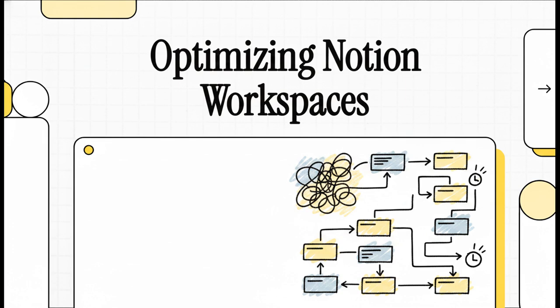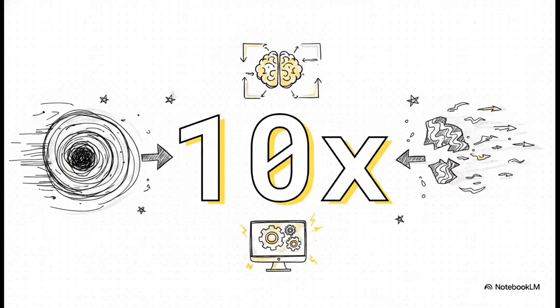We're going way beyond the basics here to look at exactly how advanced users are structurally optimizing their data for some serious performance. Okay, let's dive right into this because the payoff for getting this right is massive. Based on insights from advanced workspace architects and active power users, the structural changes we're outlining today can literally yield up to a 10x speed improvement in your daily workflow.